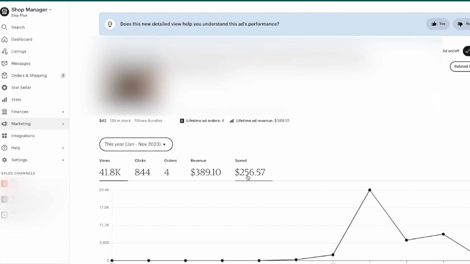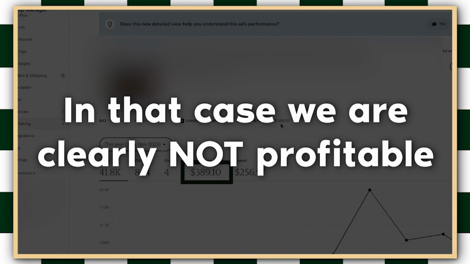And for whatever reason, Etsy decided to send it a bunch of traffic and it actually spent this $256 in only 1 month. And this $256 compared to top line sales was really only this $389. We're making this up. Let's just pretend in that use case scenario. So it's been a month old, it spent $256 and the lifetime revenue, top line revenue, not ad revenue, was $389. In that case, we're clearly not profitable.